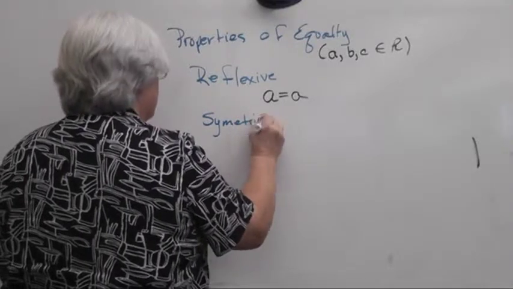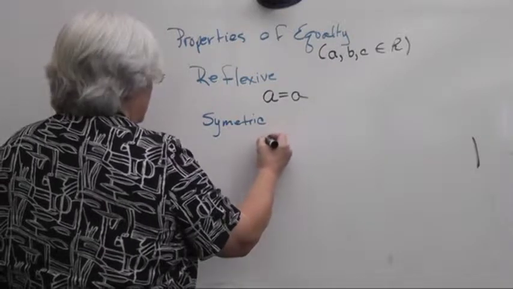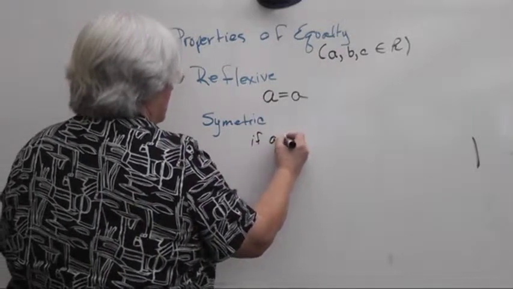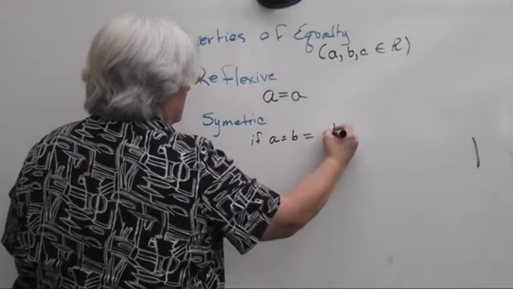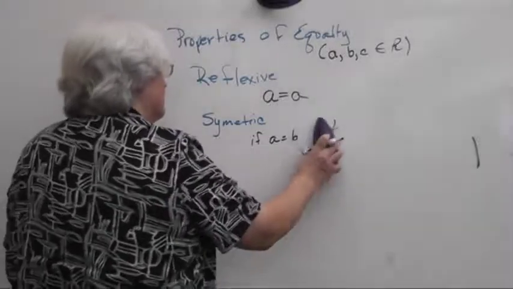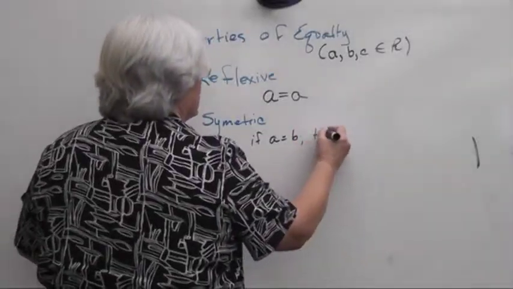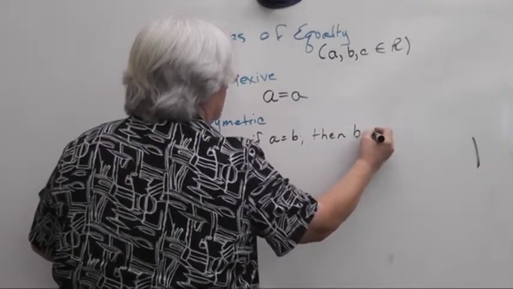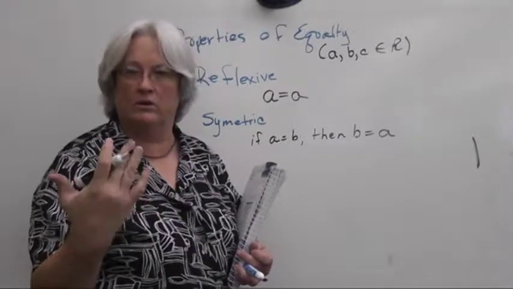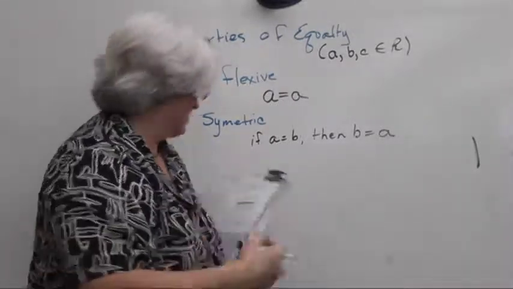Symmetric property, and this says that if A is equal to B, then B is equal to A. If A is equal to B, then B is equal to A. That's where we have the mirror image. You know, when you look at yourself in the mirror, it's still you, but it's in the opposite direction.